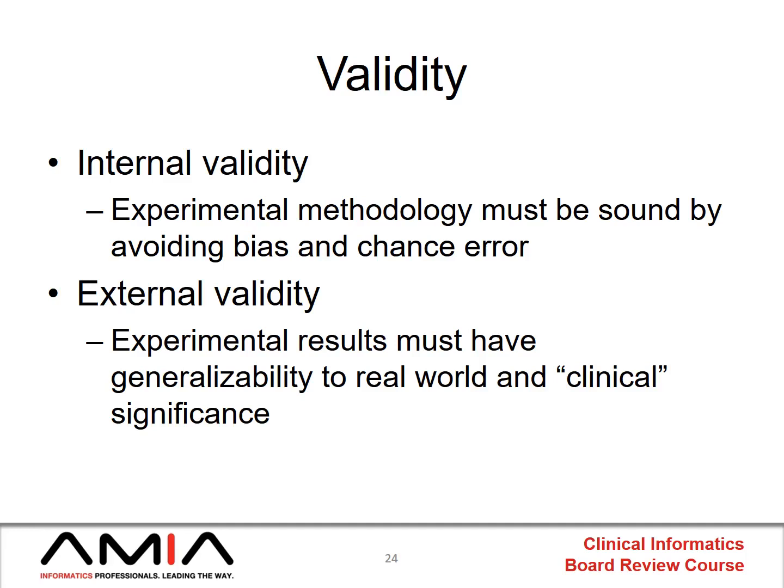Another aspect we need to consider in research is validity. There is internal validity, where the experimental methodology internal to the experiment is sound and appropriate efforts have been made to avoid bias and chance. There's also external validity, where the results can be generalizable to the real world and have clinical significance. We may do a perfectly valid experiment with all the appropriate statistics, avoiding all the forms of bias, yet we have created an experiment that just can't be generalized to the real world, and as such, it lacks external validity.